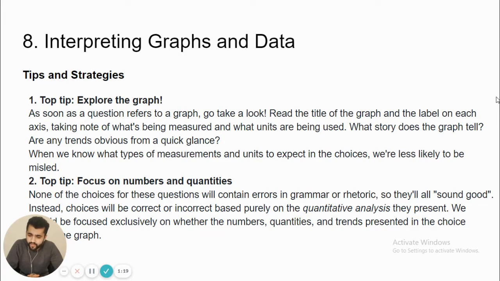Number two, focus on quantities. None of the choices for these questions will contain errors in grammar or rhetoric, so they'll all sound good. Instead, the choices will be correct or incorrect based purely on the quantitative analysis that they represent. So be mindful of that.